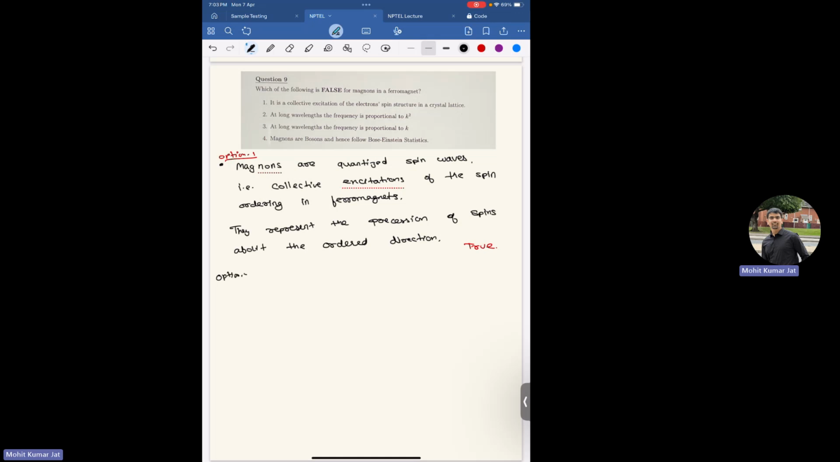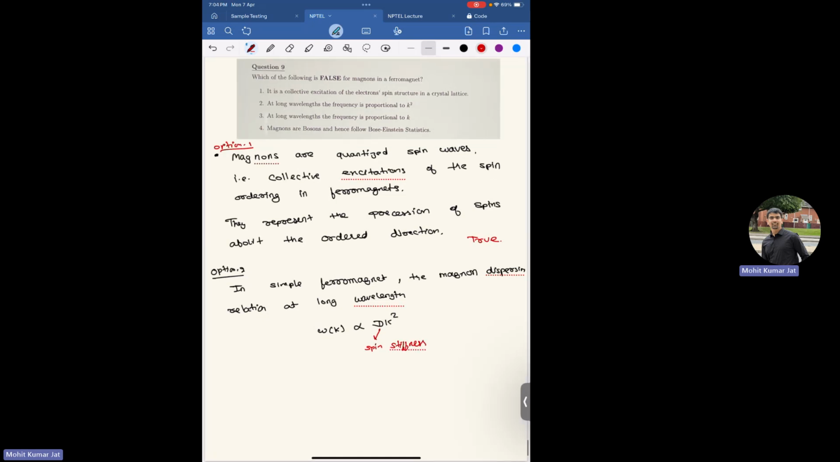Option 2. In simple ferromagnet, the magnon dispersion relation at long wavelength, omega k goes as Dk square, where D is the spin stiffness, and k is the wave vector. So it goes as k square. So this is also true.